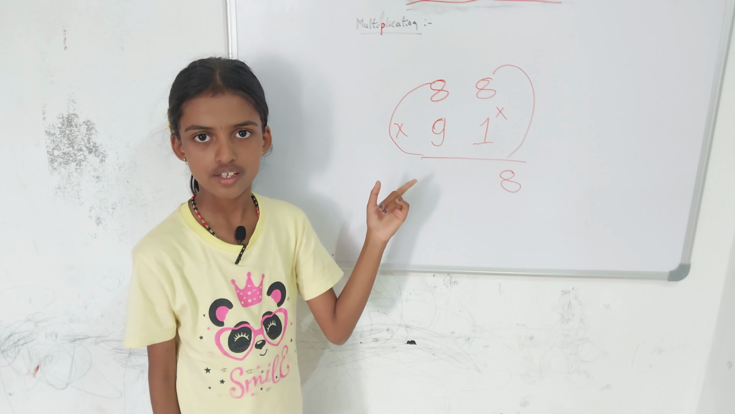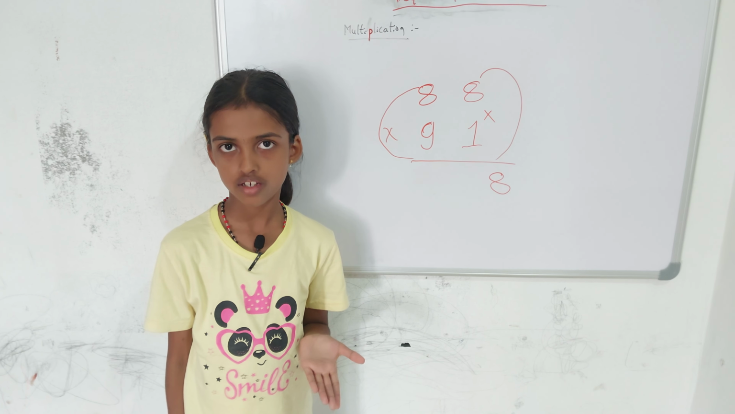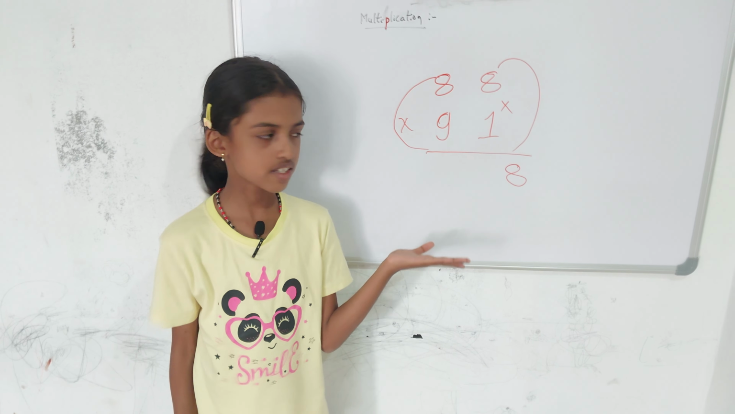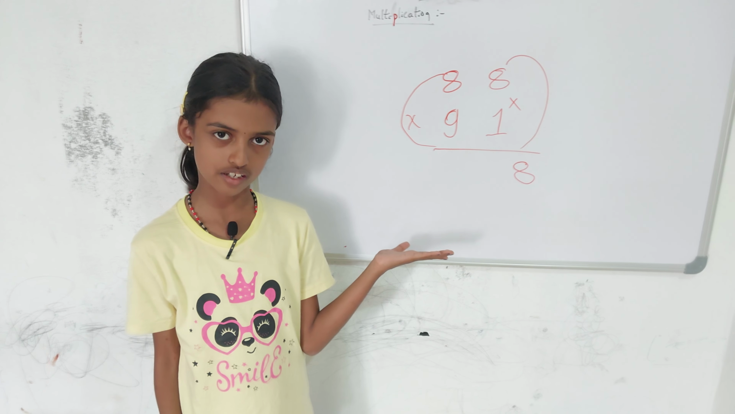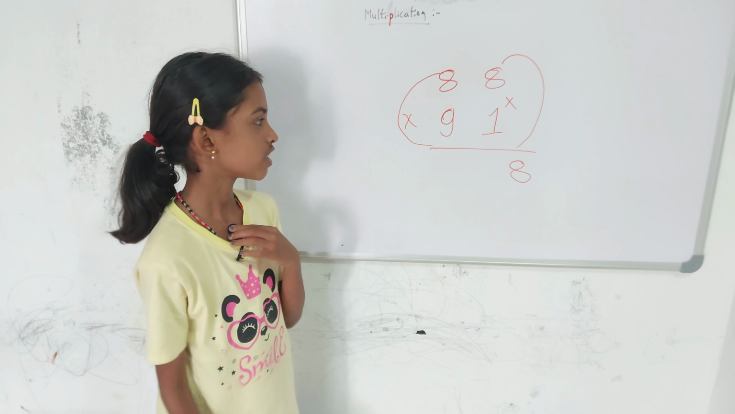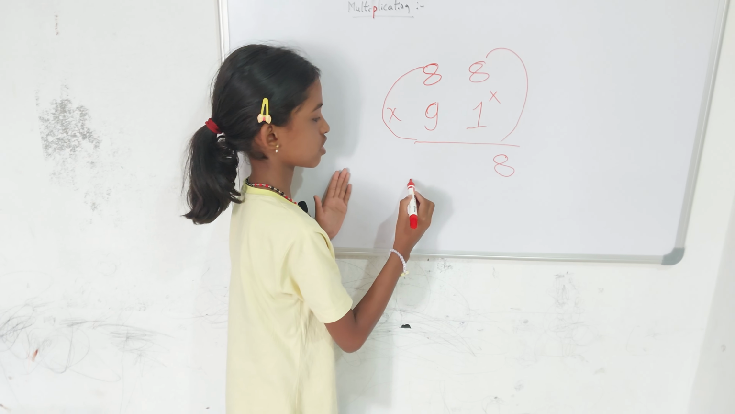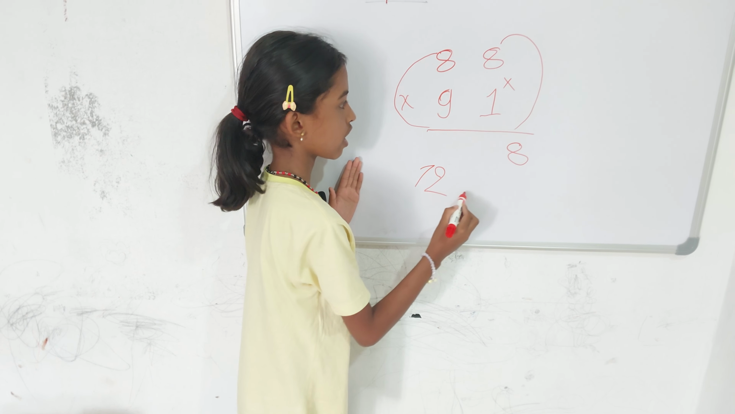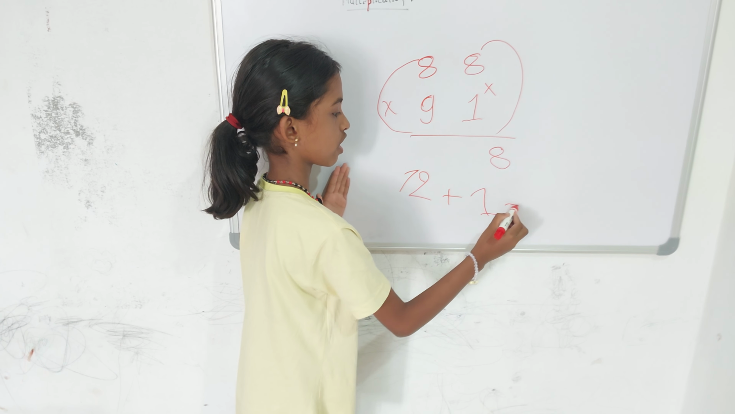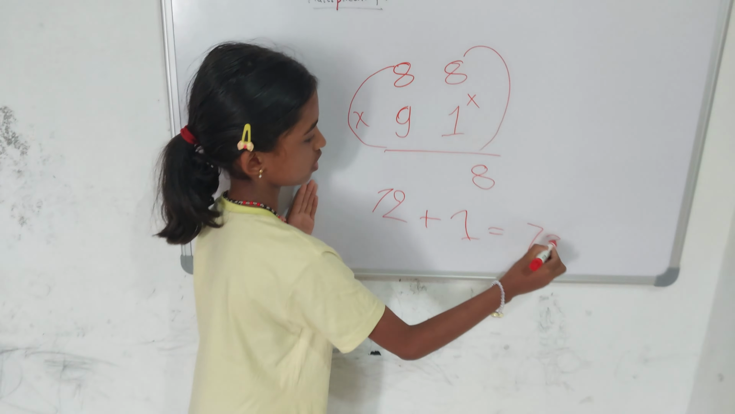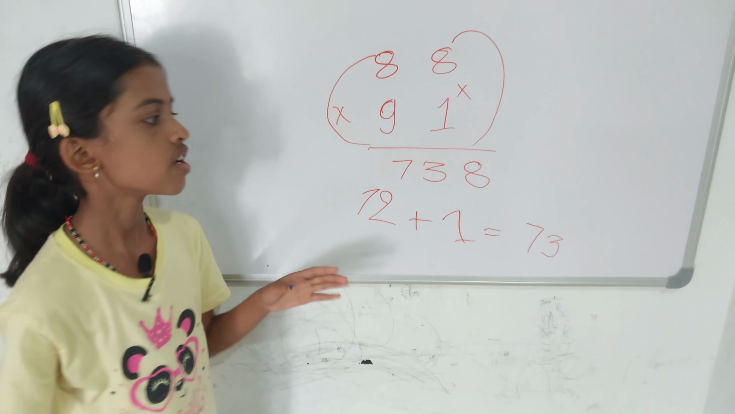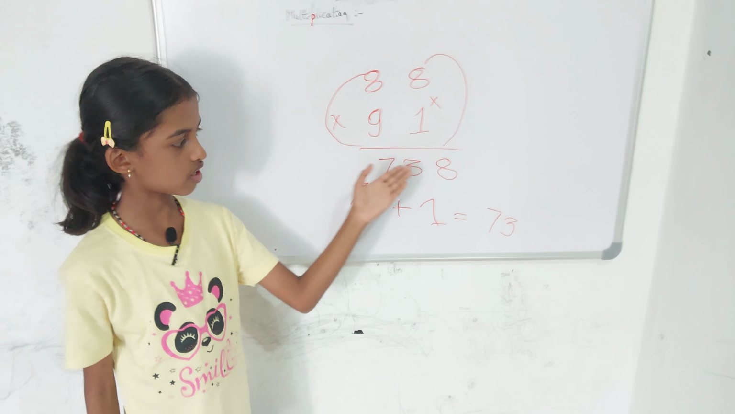8 ones are 8, 8 2s are 16, 8 3s are 24, 8 4s are 32, 8 5s are 40, 8 6s are 48, 8 7s are 56, 8 8s are 64, 8 9s are 72. Now write here 72 and add the 1. It's 73. So write here 73. 738.